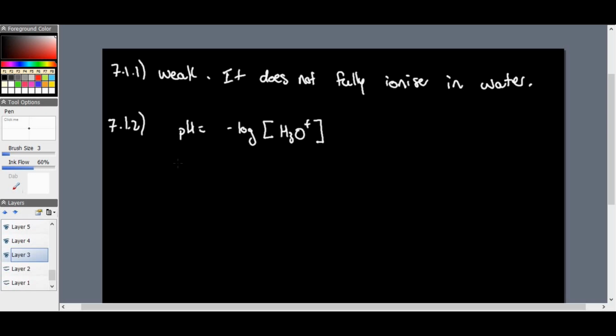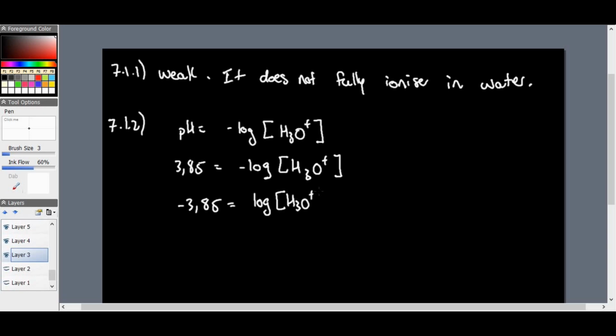All right, so we add the pH here, substitute 3,85 equal to negative log H3O plus, okay? I think we've got to divide both sides by -1, so we end up with minus 3,85 is equal to log concentration H3O plus. Now what we need to do is press second function on our calculator and then press log. So we'll end up with the concentration of hydronium ions equaling 10 to the power of minus 3,85.